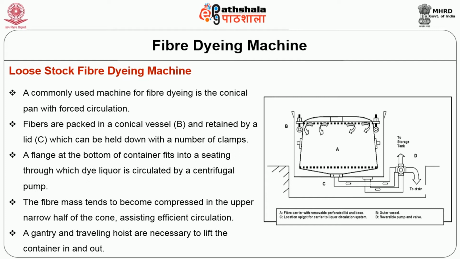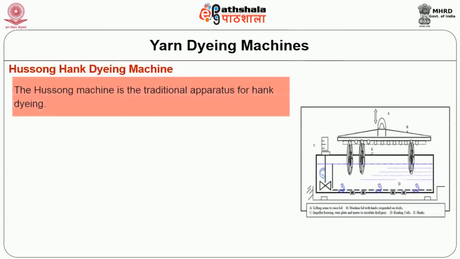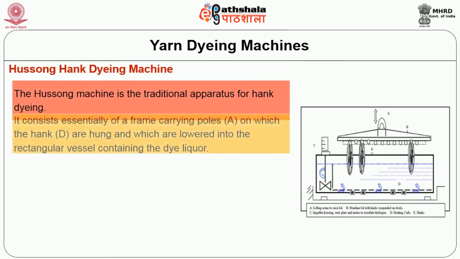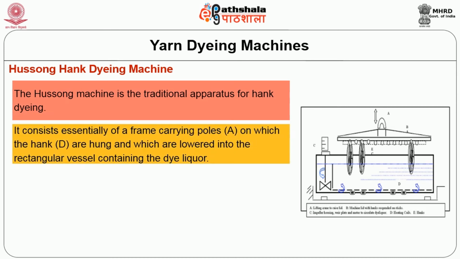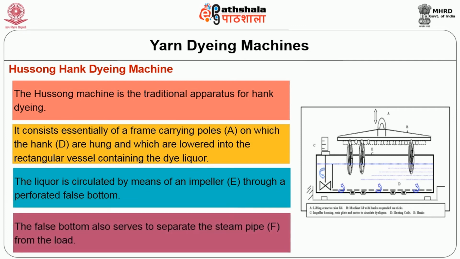Yarn dyeing machine. Hussong machine is a traditional apparatus for hank dyeing. It consists essentially of a frame carrying poles A on which the hanks D are hung and which are lowered into the rectangular vessel containing the dye liquor. The liquor is circulated by means of an impeller through a perforated false bottom. The false bottom also serves to separate the steam pipe F from the load.